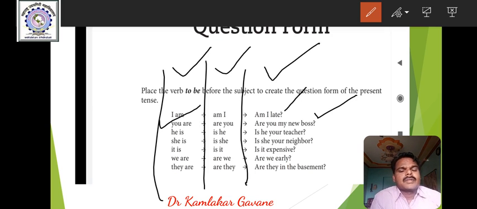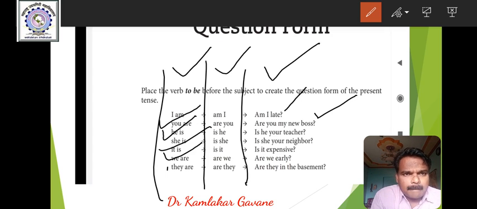Okay. The third example is he is. Is he your teacher? She is. Is she your neighbor? It is. Is it expensive? Then we are. Are we early? And last example here, they are. Are they in the basement?